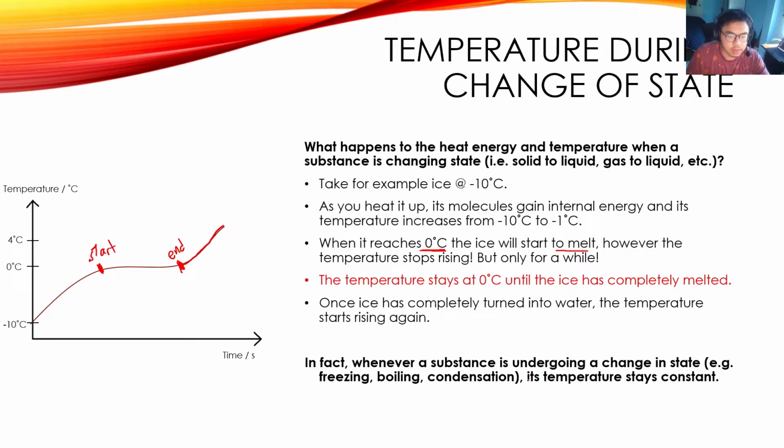So in fact, whenever a substance is undergoing a change in state, its temperature stays constant. So this is very important. Even though we are still giving heat energy to this substance, to this ice, the temperature remains constant whenever there is a change of state. So in this case, when it's melting, its temperature remains at 0 degrees Celsius, even though we are still heating it up. So the question is, why during this process do we still give it energy, we still heat up the ice, but the temperature remains the same? So this will be answered in part 5 or 6 in this topic. But for now, we're just going to talk about melting in more detail.